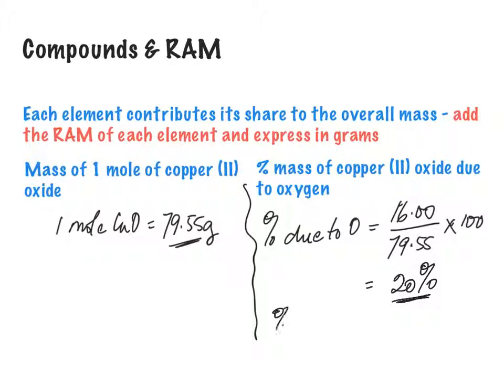Now the interesting part is, if 20% is due to oxygen, that means 80% of the mass of the compound is due to copper. And that's all we have to do. The problems you're going to find in your test and exam questions are going to be a bit more complex than this, but the same rules apply.